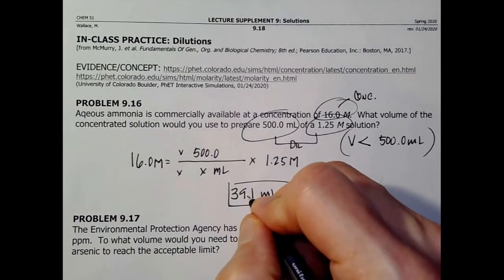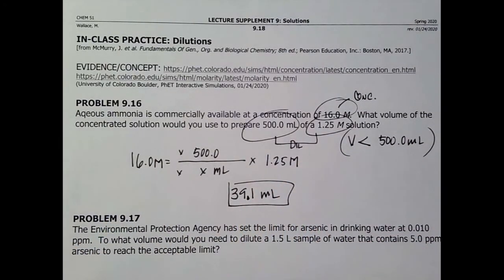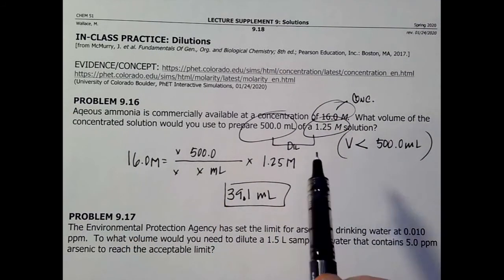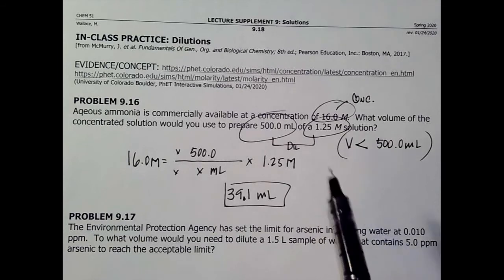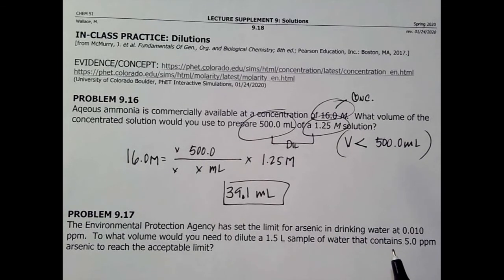The beauty of this system is when you make mistakes, it turns out we're all human and we do, we immediately recognize it. If I had done this math and I came up with, let's see, I need to start with 8,000 milliliters and dilute it to 500. Right away you go, oh, wait, that can't be right. That doesn't make any sense. I must have got something flipped over.